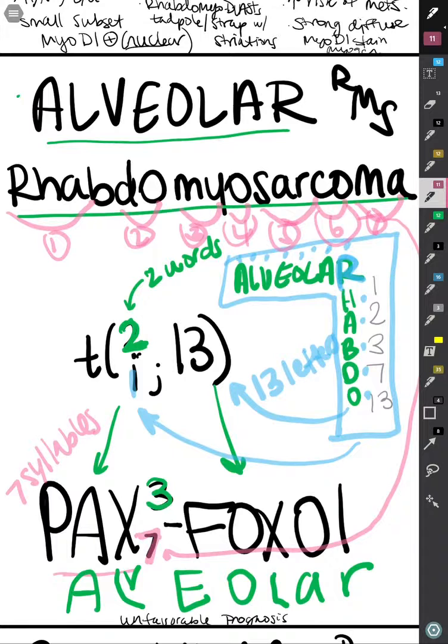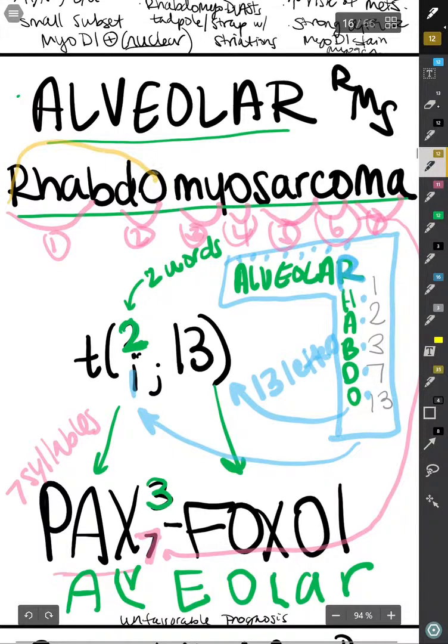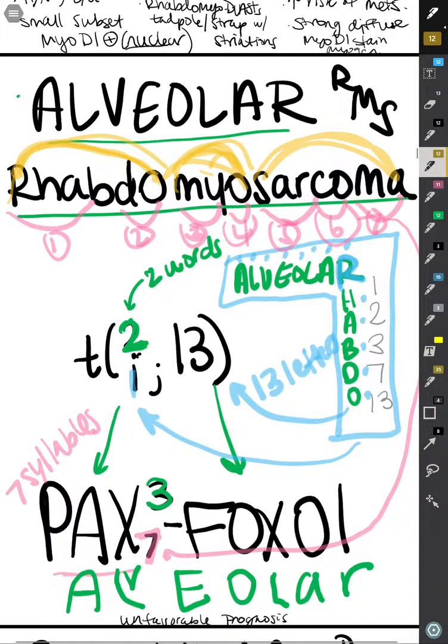Oh, the 3, how I remember the 3 is, again, I go back up here, and now instead of doing it by syllables, I do it by words. It's like rhabdo, myo, sarcoma. So there's 3 different kind of clusters. Myo meaning muscle, rhabdo going with skeletal muscle, and then sarcoma being the malignant aspect of it. So that is how I remember the 3.